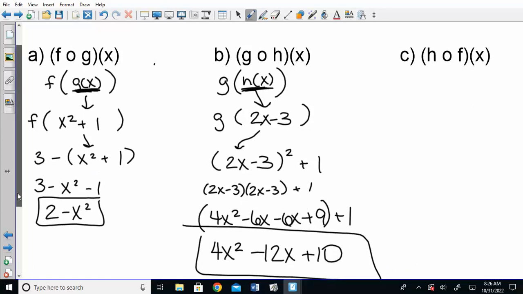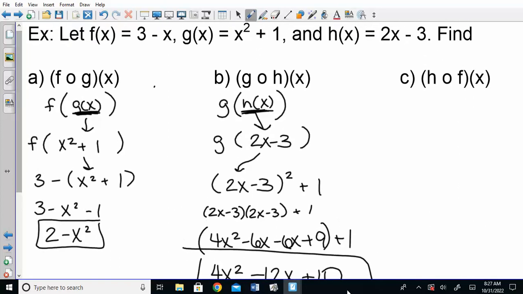Okay, you guys do C. You can do it in the margin. You can get out a separate sheet of paper if you need to.